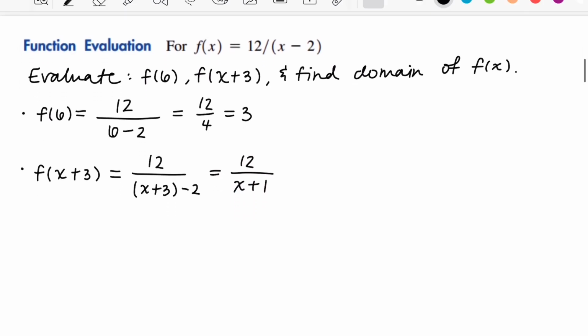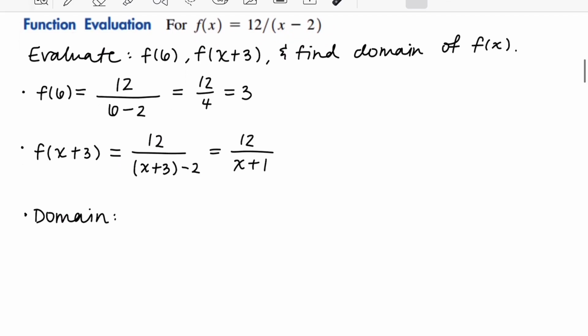Okay, now the last thing we want to do is find the domain of this function. And remember, our rule of thumb is that the domain is going to be all real numbers except the numbers that, when plugged in for this x here, make this function undefined. So remember, we can never divide by a 0, right? If we were to divide by 0, we get an undefined function.